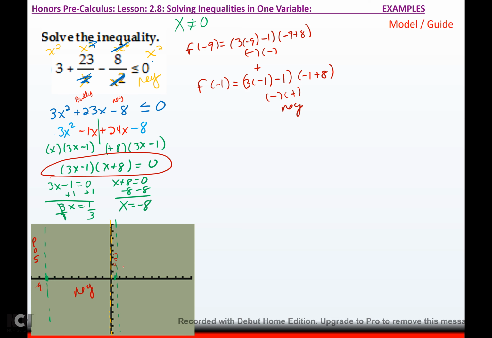And I don't want to pick something between 0 and 1/3. So I'm going to pick something over here. Let's pick 2. F of 2. I would have 3 times 2 minus 1 times 2 plus 8. This is 6 minus 1 is positive. This is positive.